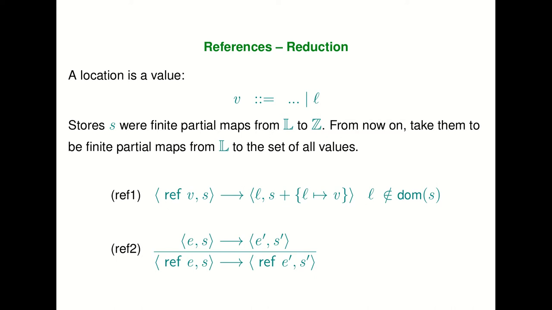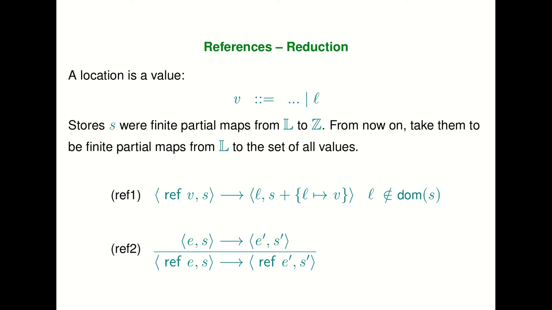And so now we also need to change the store. The store S used to be a finite partial map from L to integers. And now we want it to be a finite partial map from the set of locations to the set of all values. And so now we're going to add two rules for the ref expression. If we write ref v, then we're going to choose some location L which is not already in the domain of S. And because it's a finite partial map, we're always able to find one.